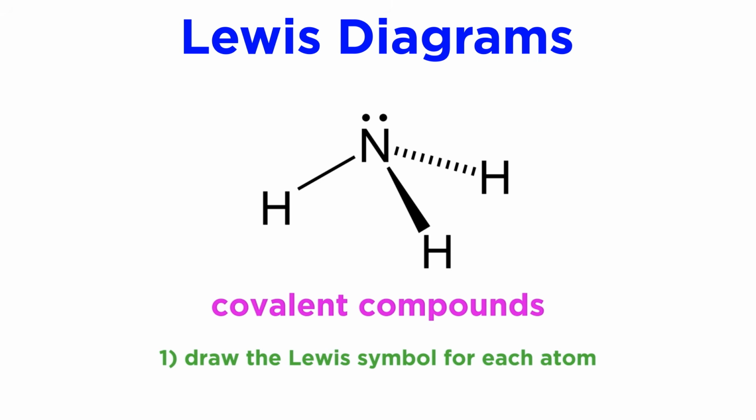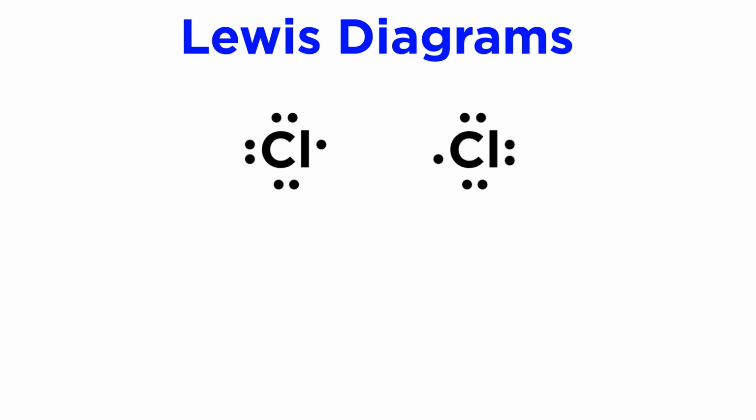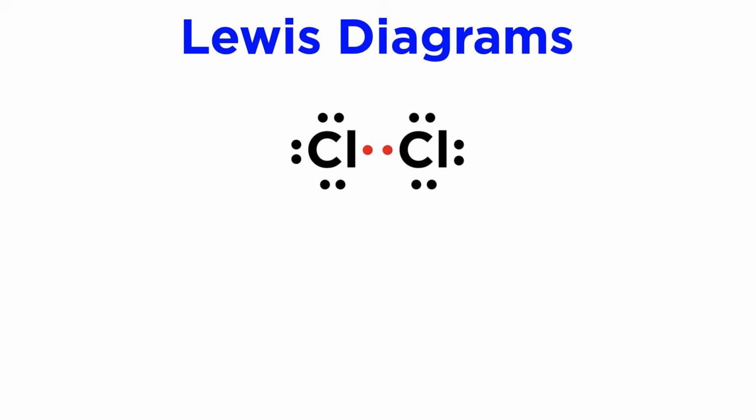To do this, we simply need to draw the Lewis symbols for each atom in the compound, and then wherever there are unpaired electrons, atoms can come together to form a covalent bond, as a covalent bond involves 1 electron from each of 2 atoms being shared between them. For example, here are 2 chlorine atoms, each with 7 valence electrons, one of which is unpaired. The 2 atoms come together to form a covalent bond consisting of the unpaired electrons.